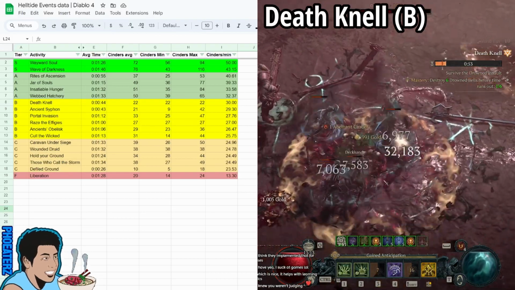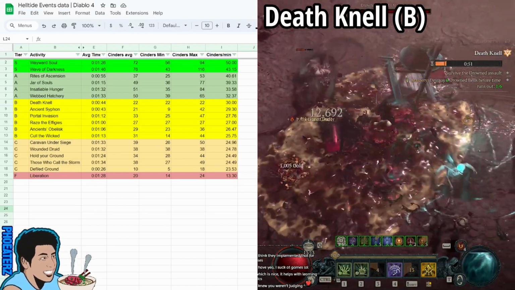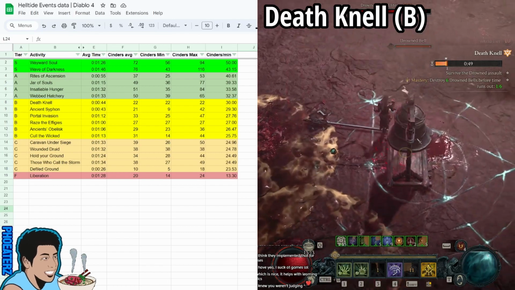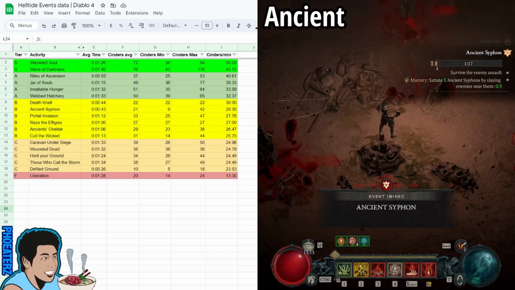On to the B tier. Death Knell is quite a rare event that only spawns when you're in a sea or beach area. Just clear the bells. Ancient Siphon.